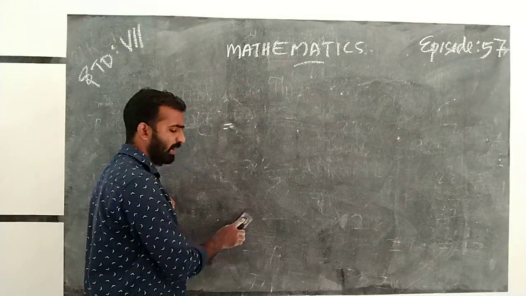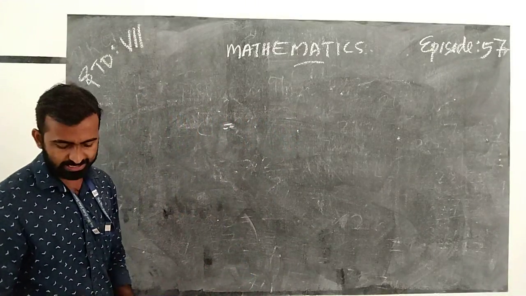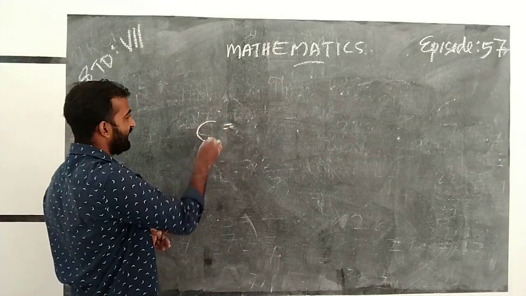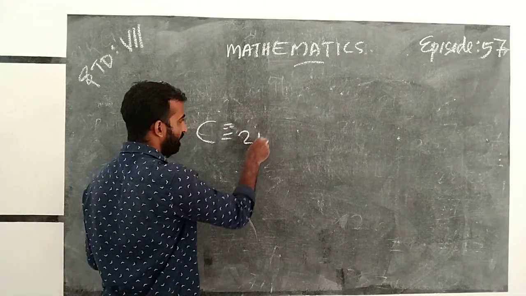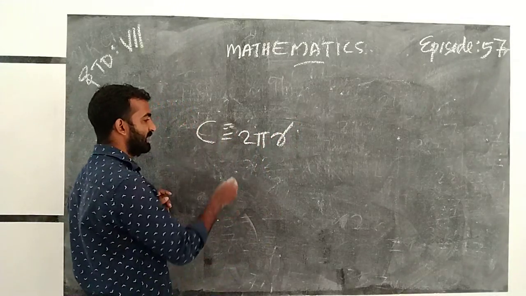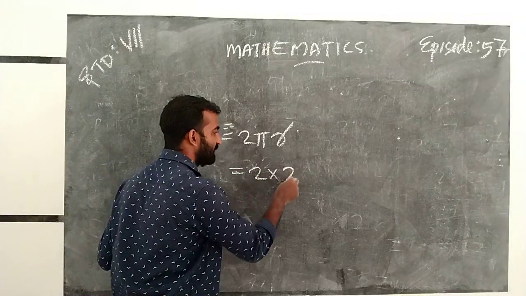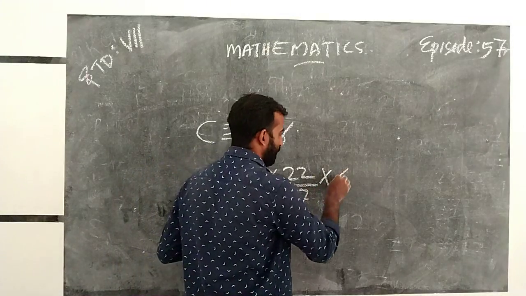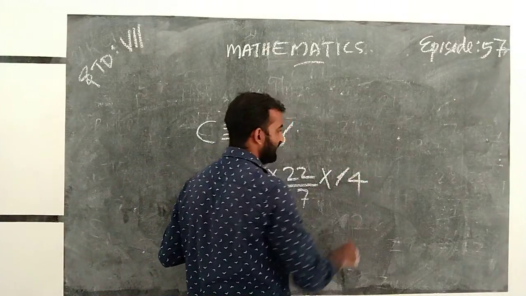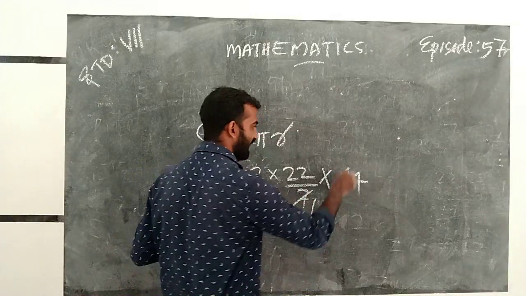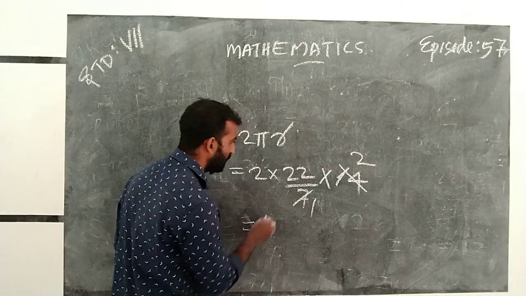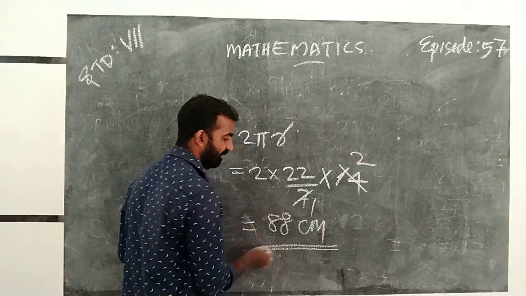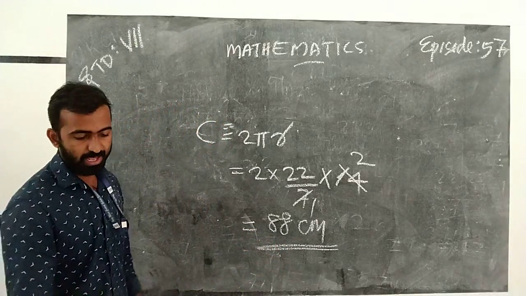I repeat example 13. The radius is 14. Circumference of the circle equals 2 pi r. That is 2 into pi, which is 22 by 7, into 14, where r is 14. So we can simplify 7 and 14. That is 2 into 22 into 2, and we get 88 centimeter as the circumference.